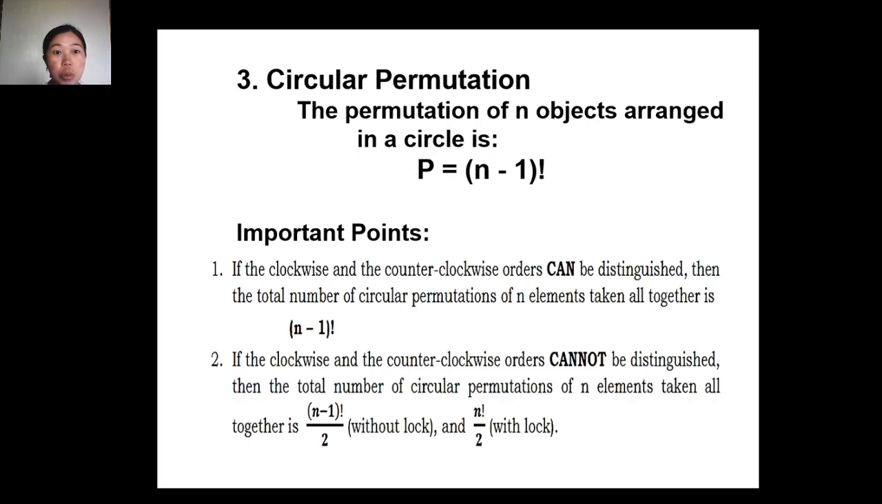Now, let's proceed to number 3. In number 3, this is what we call circular permutations. From the word circular, it means the arrangement is in a circle form, or circular arrangement.